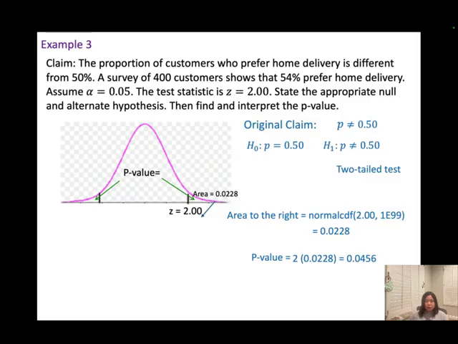After you find the p-value, you need to compare it with your significance level, right? 0.0456 and then 0.05, which is your significance level. So that will be less than, and we're going to reject the null hypothesis. So if we reject this, it means we do have sufficient evidence to support the alternate hypothesis.